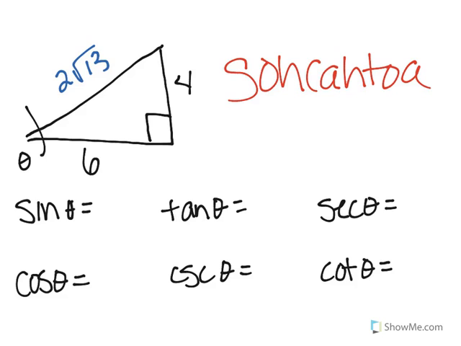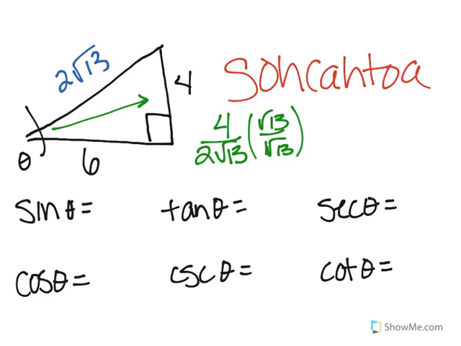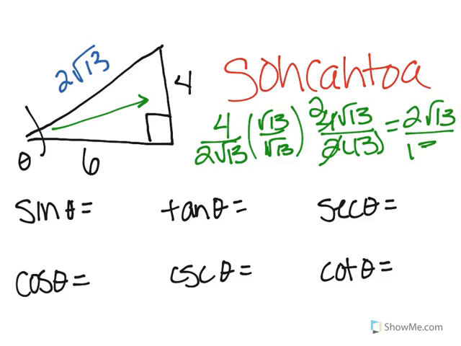So, sine is opposite over hypotenuse, we're going to have, let me use a different color. So our sine is going to be the opposite, which is 4, over the hypotenuse, which is 2 times the square root of 13. But I'm going to rationalize that denominator, very important. So we're going to have 4 times the square root of 13 over 2 times 13. But this will cancel out, and this will leave me with a 2 up top, so we're going to have 2 times the square root of 13 over 13.